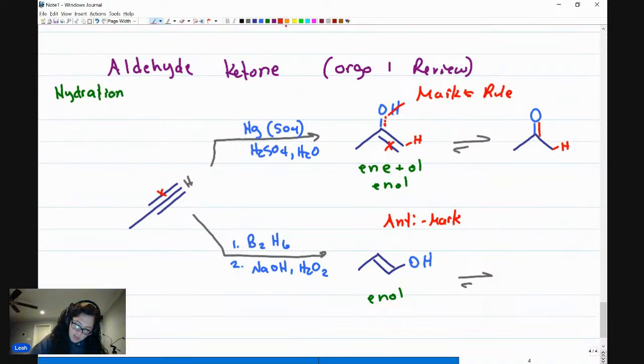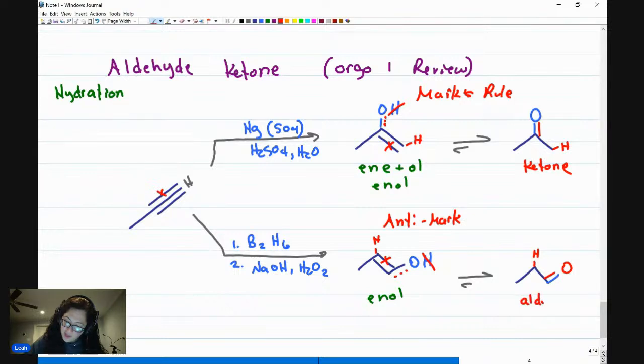And let's do the same thing for the terminal. Break a bond, make a bond, break a bond, make a bond. And what this gives me here is that O with now a pi bond and a hydrogen. And that is why this is an aldehyde and ketone reaction, because the internal one, the oxymercuration, gave me a ketone, and the terminal hydroboration gave me an aldehyde.